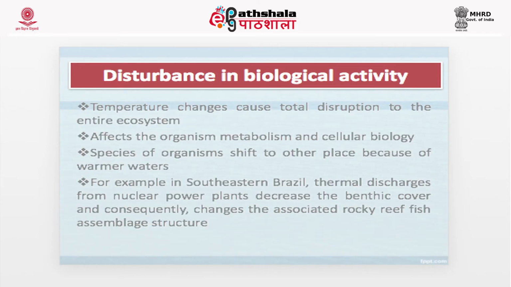Disturbance of biological activity. The increase in temperature of water bodies due to thermal pollution also increases the amount of toxins that are being discharged from the industries. Many aquatic species are sensitive to small temperature changes as little as 1 degree Celsius, which may cause significant changes in organism metabolism and also adversely affect cellular biology. Changes in environment may cause certain species of organisms to shift to other places because of warmer waters. For example, in southeastern Brazil, thermal discharges from nuclear power plants decrease the benthic cover, and consequently change the associated rocky reef structure and fish assemblage.